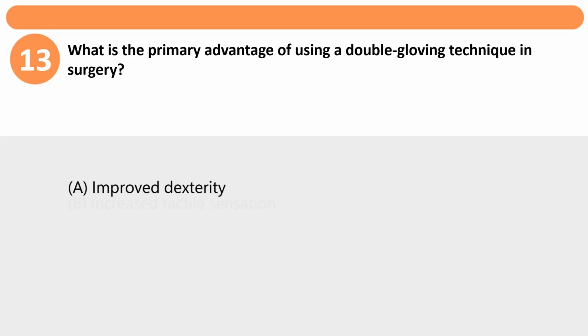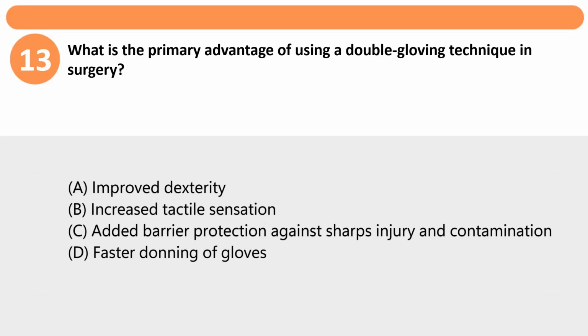What is the primary advantage of using a double gloving technique in surgery? A. Improved dexterity. B. Increased tactile sensation. C. Added barrier protection against sharps injury and contamination. D. Faster donning of gloves.